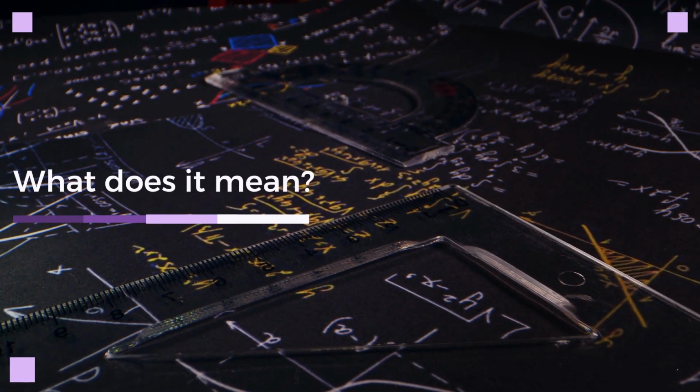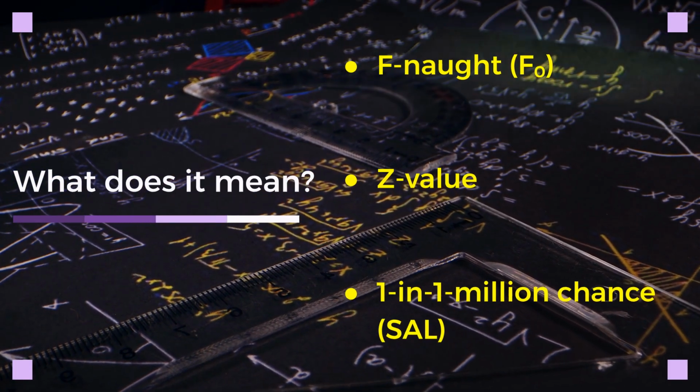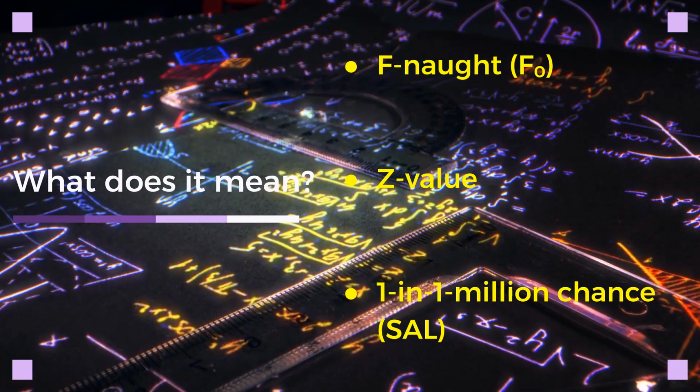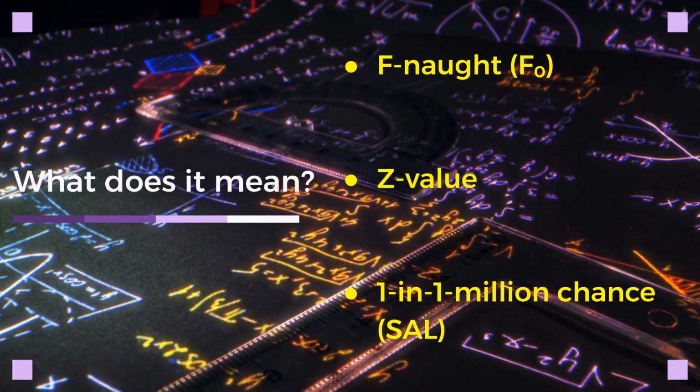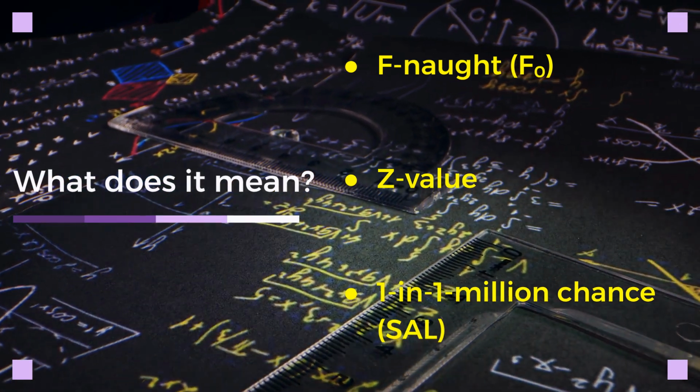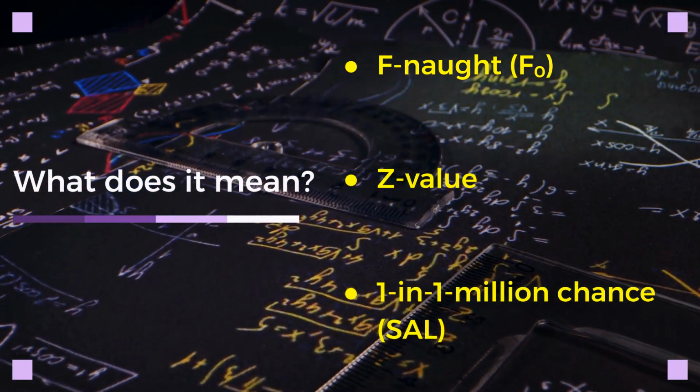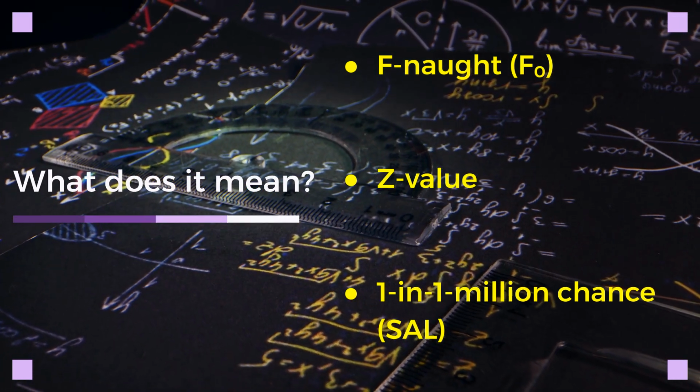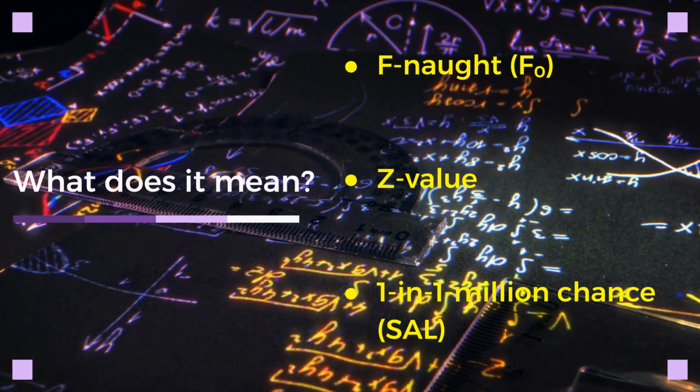What is an F-naught value? How does temperature affect kill time? And what does a 1 in a million chance of survival really mean? These aren't just abstract concepts. They are the mathematical language that separates a validated process from a dangerous guess. Are you ready to crack the code that guarantees a kill?